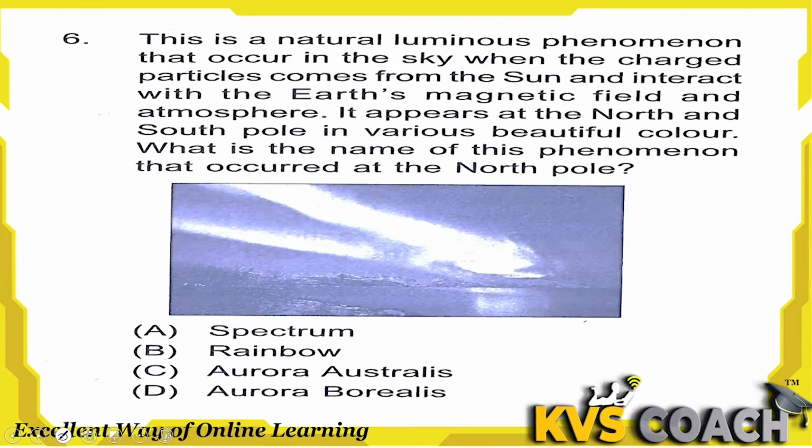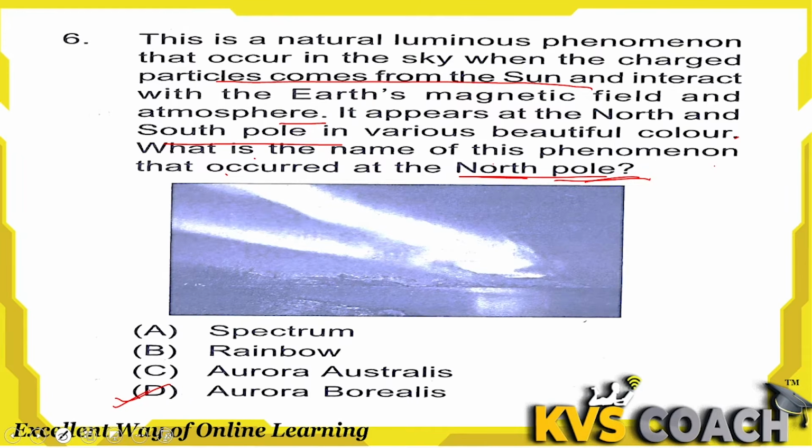Next question is, this is a natural luminous phenomenon that occurs in the sky when the charged particles come from the sun and interact with the earth's magnetic field and atmosphere. It appears at the north and south pole in various beautiful colors. What is the name of this phenomenon that occurs at the north pole? Okay, the phenomenon which occurs at the north pole is known as aurora borealis. Option D is the right answer here.